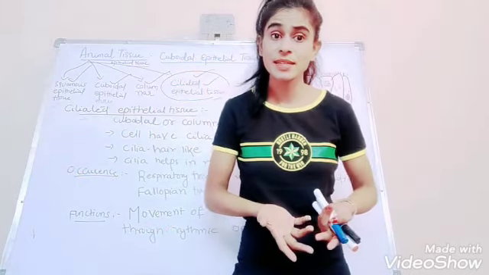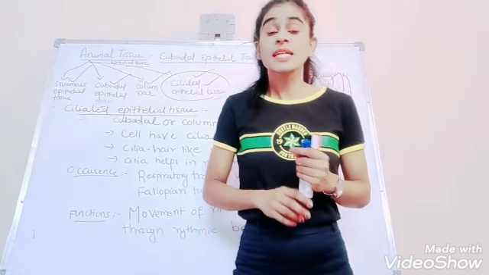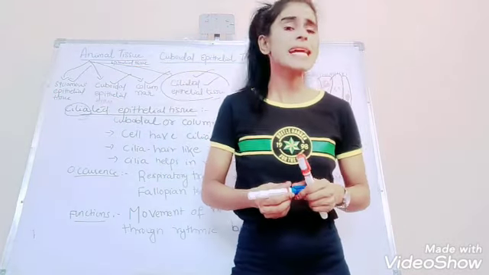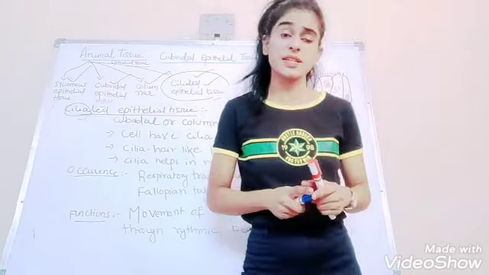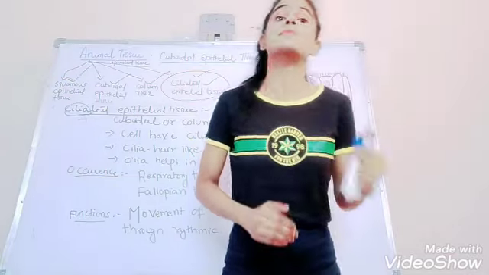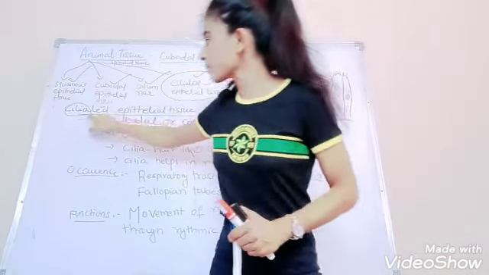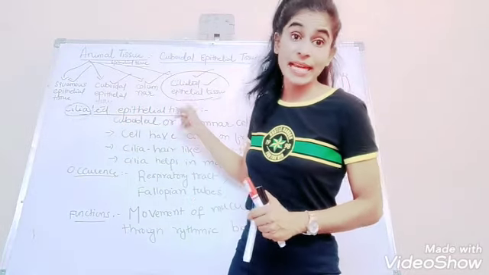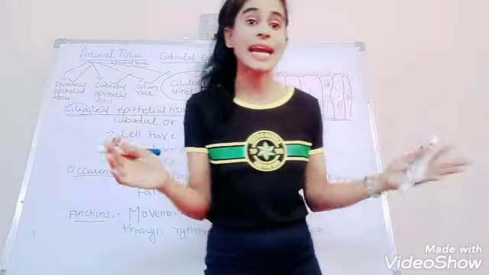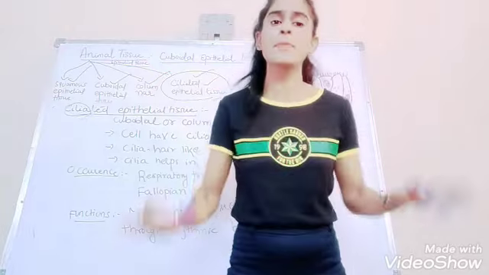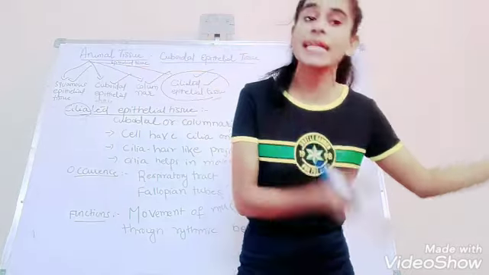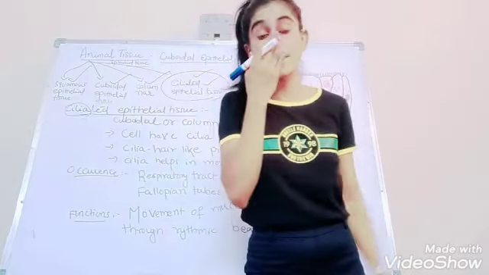What is ciliated? Ciliated means cilia. Here you can see the word cilia. Cilia is nothing but a hair-like structure. Wherever this hair-like structure is present, it helps in movement. So from the name cilia, this epithelial tissue is named ciliated epithelial tissue. Cilia is a very thin hair-like projection which helps in the rhythmic movement of particles inside the cells.